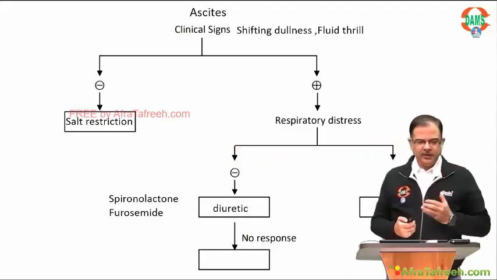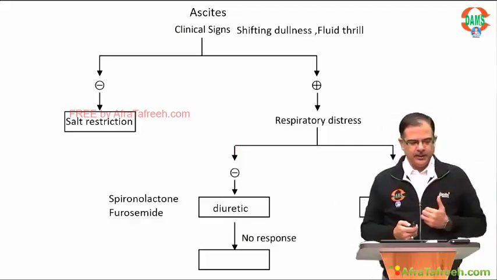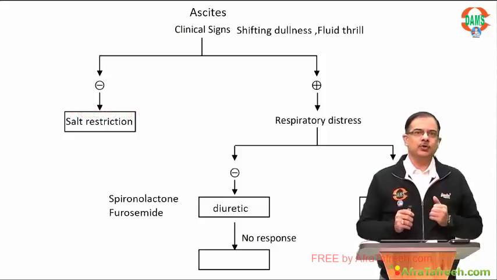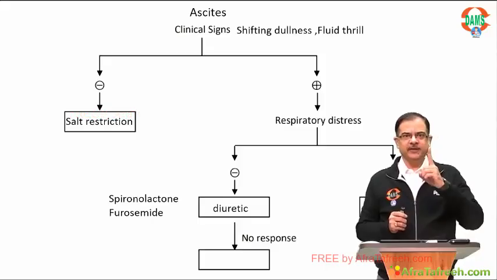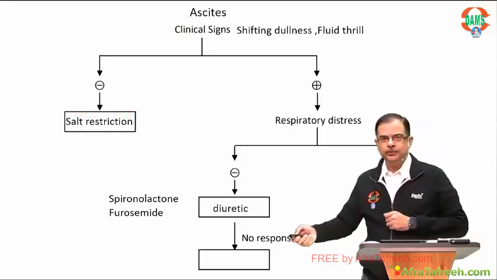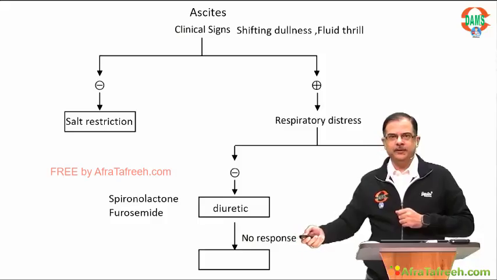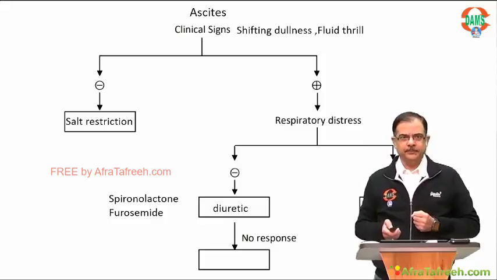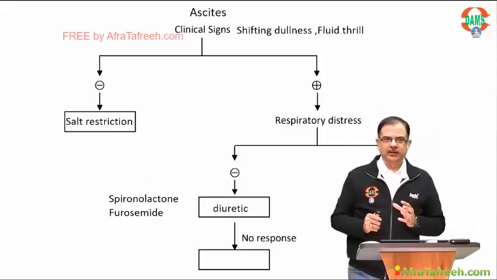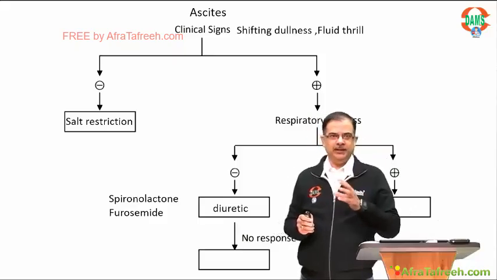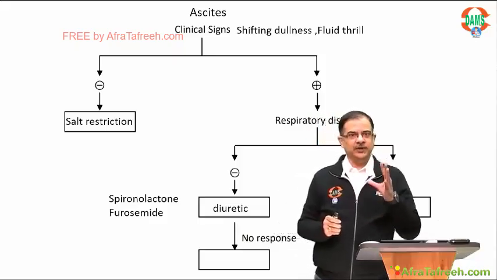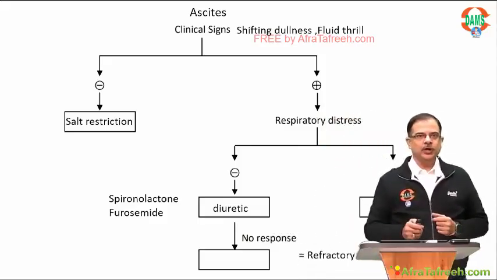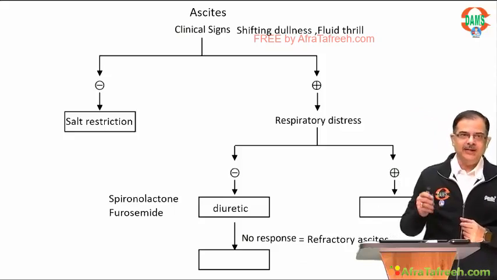And if after giving the furosemide and spironolactone there is no response, ascites is not improving even after 1 week of maximum doses of the diuretics. Maximum dose of the diuretic: spironolactone 400 milligram per day, and furosemide 160 milligram per day. So if there is no response with these agents, that is known as refractory ascites.